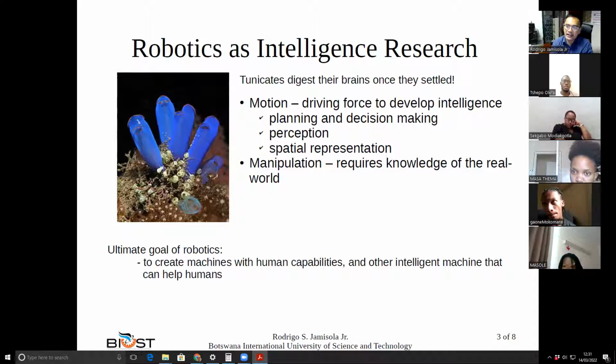So planning and deciding, that is in the brain itself. Perception is how that organism sees itself with respect to the environment, and spatial representation is how the environment looks like. So there is itself and the environment, and then the decision making, the intelligence of itself. Those are three main components for this thing to be able to move.